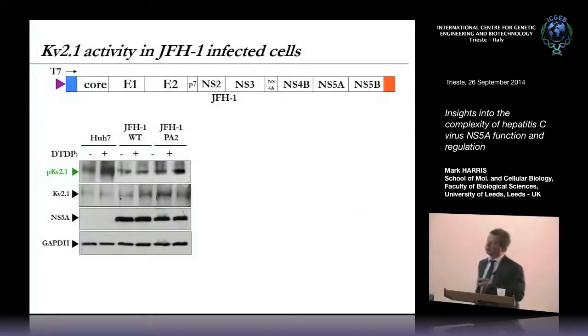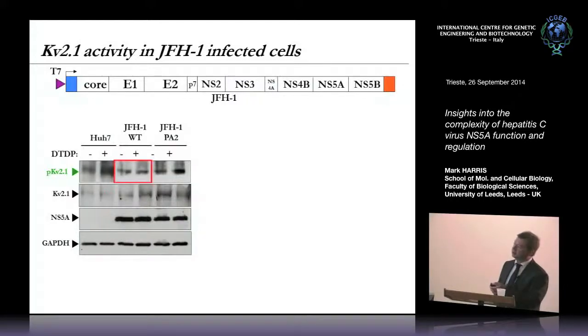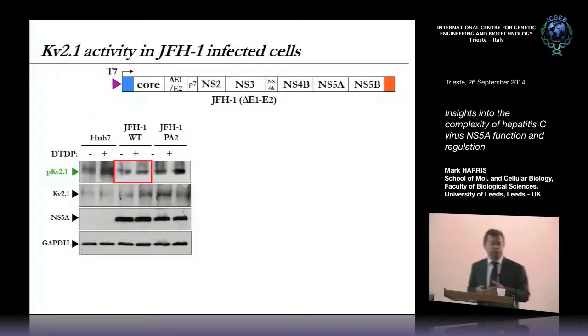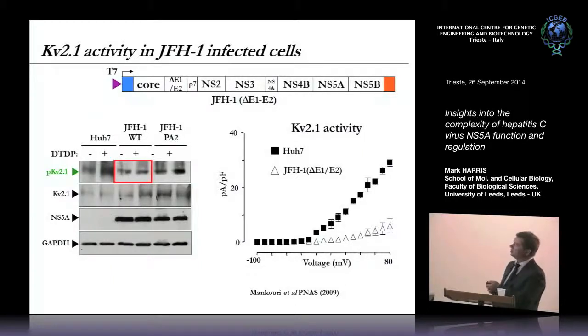So that's in replicon cells. Does it happen in infected cells? The answer is yes, it does. Here I'm showing you cells either uninfected, infected with wild-type virus, or the proline mutant virus, which, as you know, replicates efficiently. And again, you can see that phosphorylation of Kv2.1 is blocked in the JFH1 wild-type cells, but not in the proline mutant cells. We can't do patch clamping on virus-infected cells because we can't take them out of the BSL level 3 lab, but we can do that on cells which are infected with a virus which lacks E1 and E2, and just has the core, p7 and NS2. And again, in those cells, you can see that there is a reduction in Kv2.1 activity compared to naive cells. So this happens not only in replicons, but also in virus-infected cells.